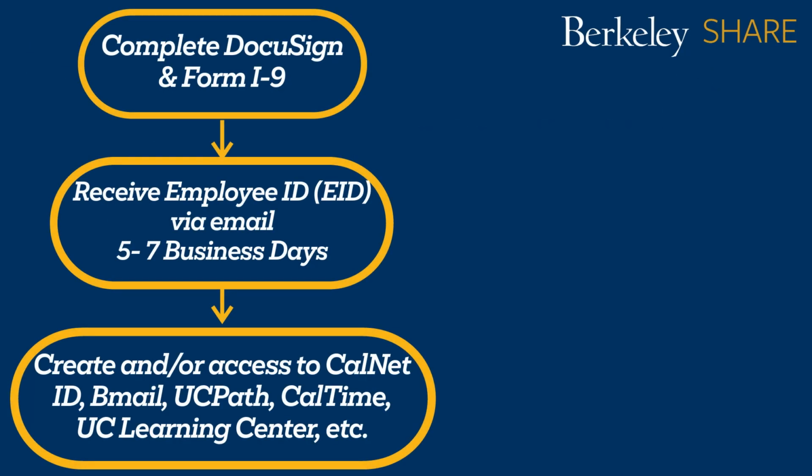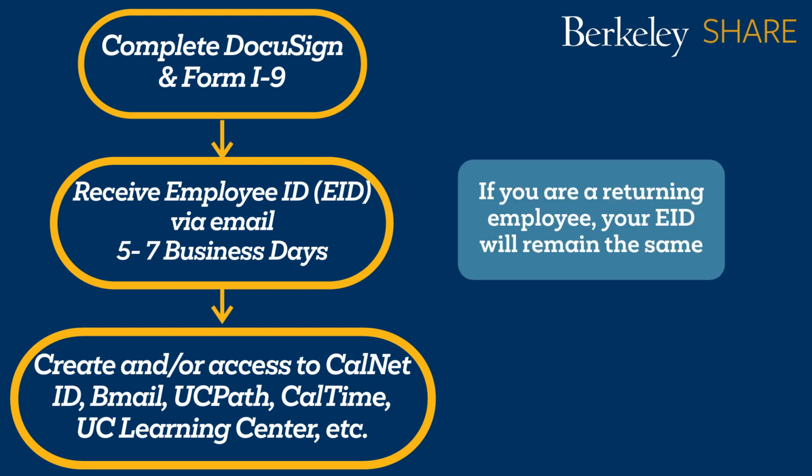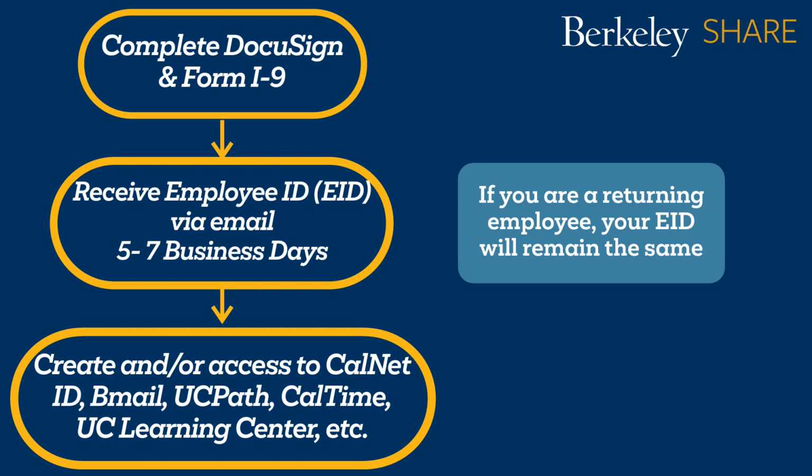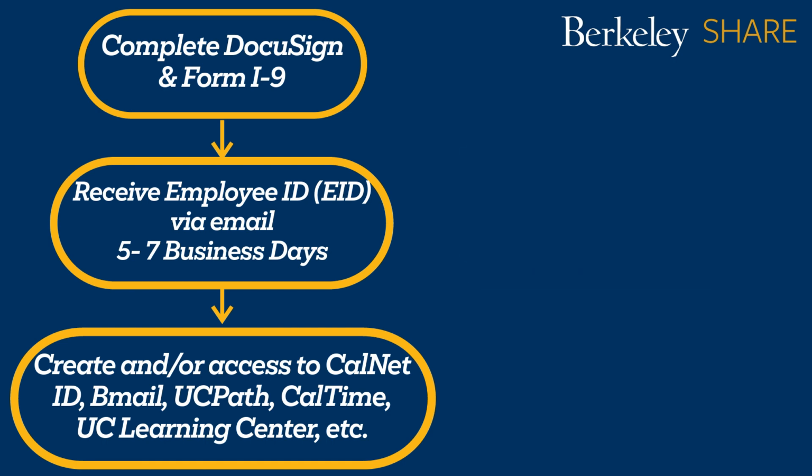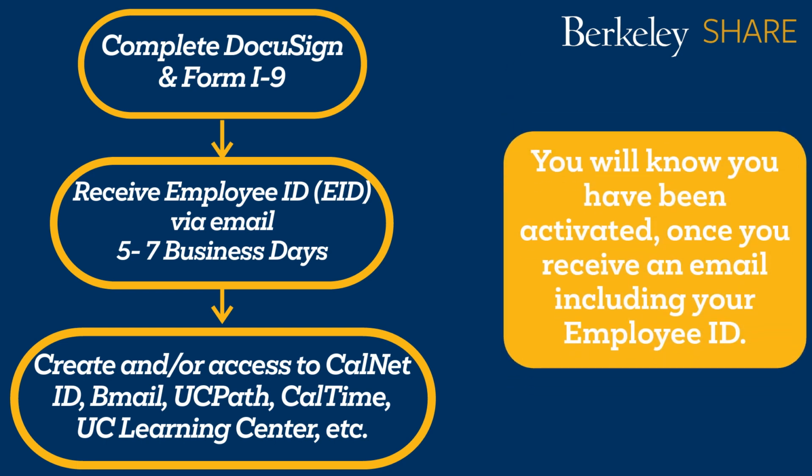Once you complete all onboarding steps, your DocuSign, and your Form I-9, Section 1 and 2, you will then receive your employee ID number. You may have already received this. If you are a returning employee, your employee ID number will remain the same. Once you receive your employee ID, you'll be able to set up your employee accounts such as UCPath, CalTime, and UC Learning Center. We'll go over this more in depth later. Please wait until you are active in the system before attempting to log into the employee systems. You'll know you have been activated once you receive an email including your employee ID.